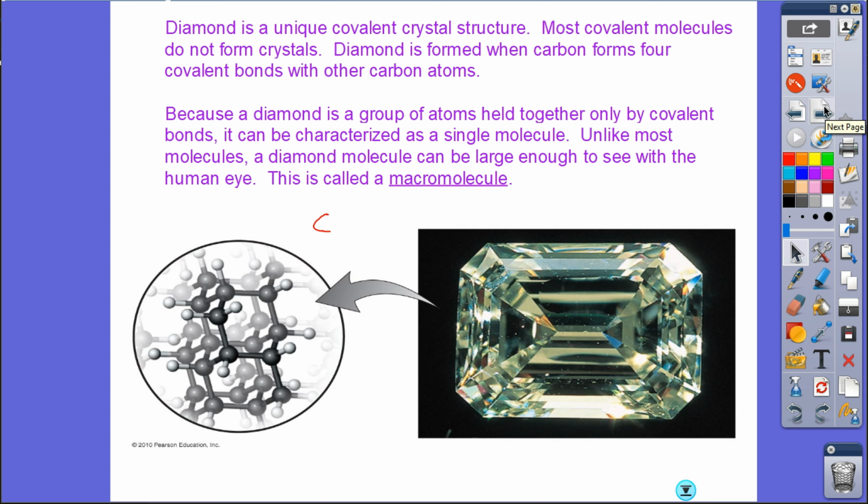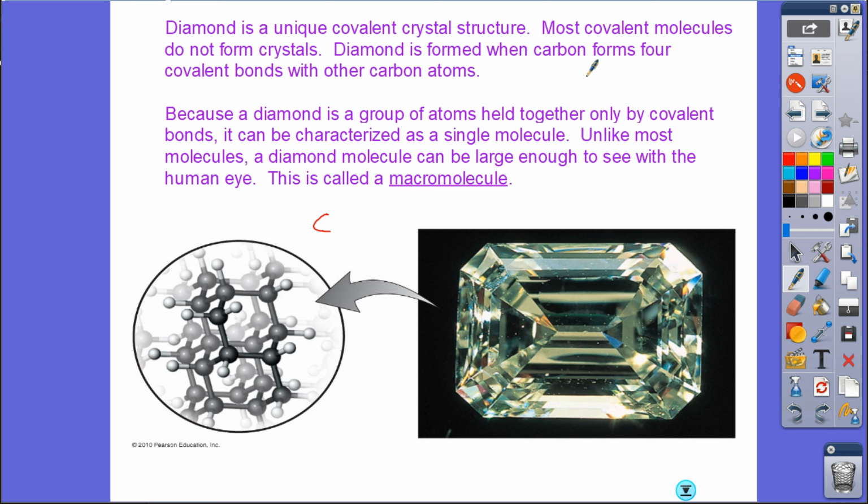Diamond is a unique covalent crystal structure. Diamonds are just made of carbon. All of the atoms in diamond are carbon. Most covalent molecules don't form crystals. Typically, if you see something that has a crystal structure, it's ionic, almost always. Here's an exception.